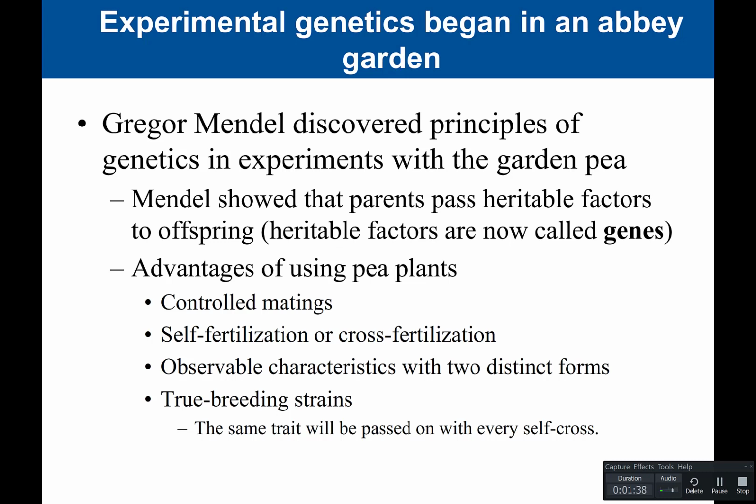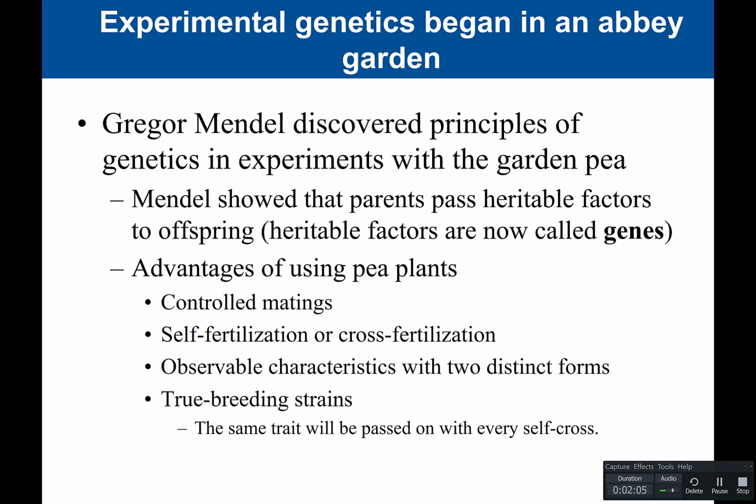Now, advantages of using pea plants. 1, controlled matings. So he could control when matings occurred. Think about if you were trying to study genetics in humans. Not easy. You can't tell two people that they need to reproduce, right? But in pea plants, he could control the matings. He could do self-fertilization, so the plant could pollinate itself, or cross-fertilization.